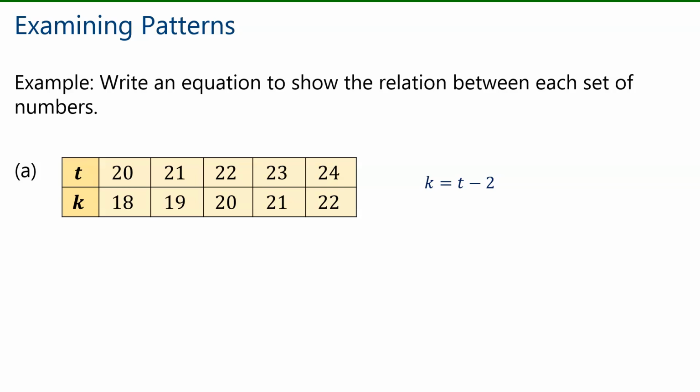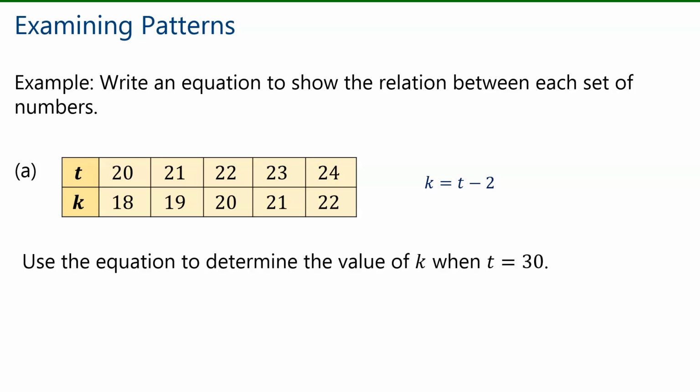Now that we got this relation, it can be used to find the k value for any value of t. So let's just say we wanted to find the value of k when t equals 30. Well, we can just go ahead and replace t with 30. 30 subtract 2 gives us a k value of 28. So the advantage of creating an equation is that it can help you find any value.